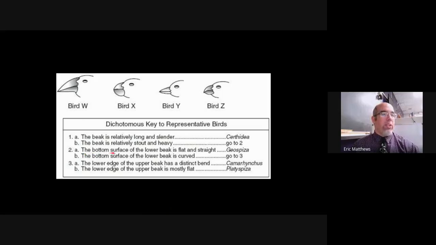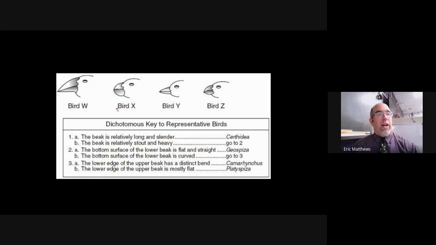Is the bottom surface of the lower beak flat and straight, or is the bottom surface of the lower beak curved? So we find the bottom surface of the lower beak right here where I'm tracing the line. That is flat and straight. So we know that bird W is Geospiza.